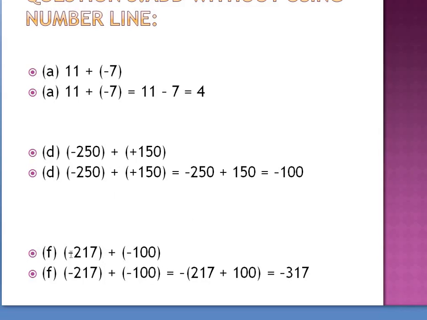Both are negative here. Both are negative, so you will add them. Add them: minus 370. Put the bracket and put the minus outside.